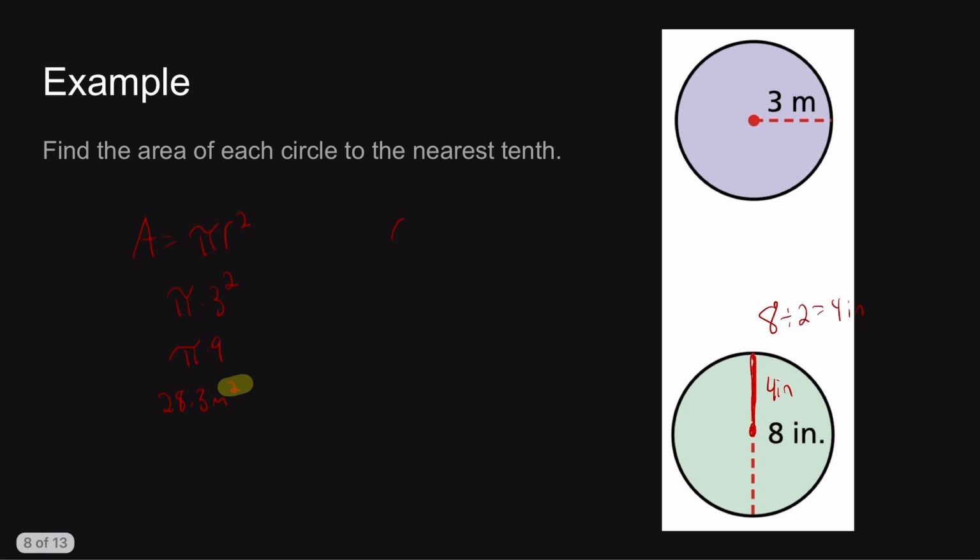So pi times 4 squared. 4 squared is 16. So I got pi times 16. 3.14 times 16 is 50.24, which would just round to 50 inches squared. I do squared because it's area. Area is squared, not those other ones that I was doing earlier.